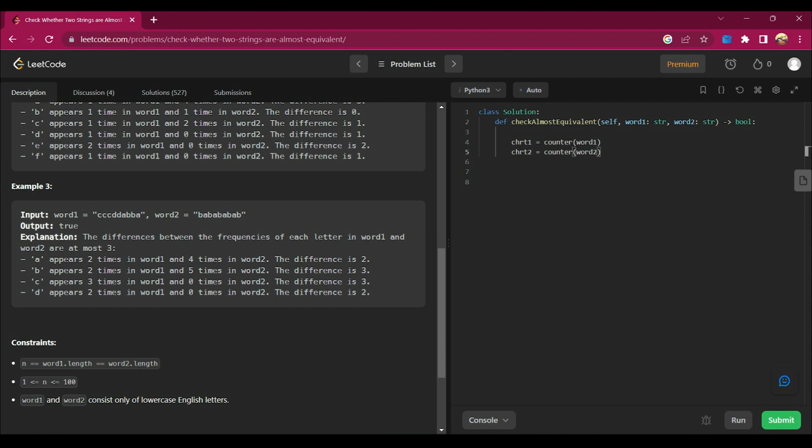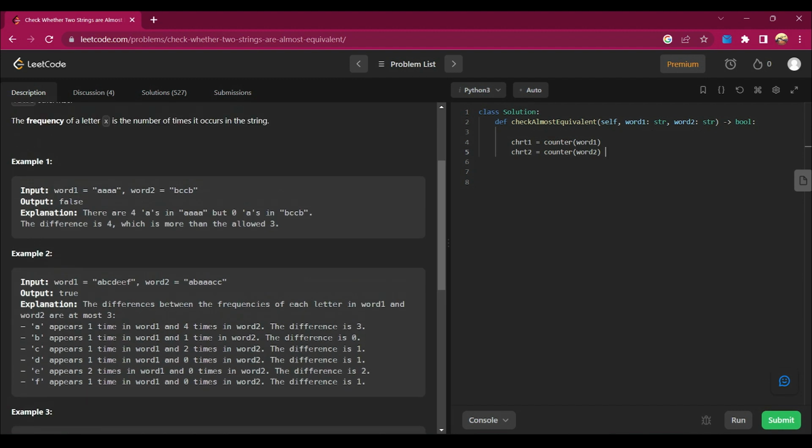What this will give me is the frequencies of the characters. Let's say word 1 has a, and its frequency is 4, so it will give me that character 1 has a frequency of 4 and its value is a. Here also, character 2 will give me b has a frequency of 2 and c also has a frequency of 2. So that's all we will be getting here in the counter variable.